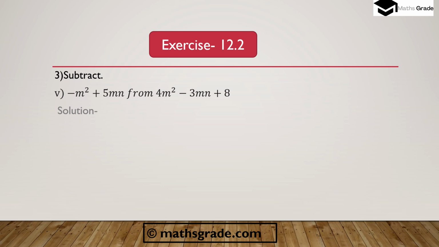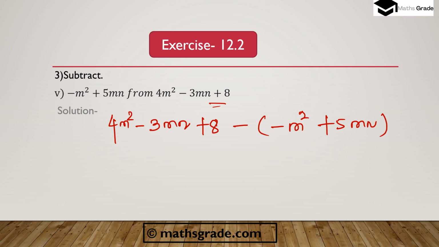Now question number 5. Subtract minus m square plus 5mn from 4m square minus 3mn plus 8. So 4m square minus 3mn plus 8 minus of minus m square plus 5mn. It is 4m square minus 3mn plus 8. Minus multiplied with minus is plus m square, and minus multiplied with plus is minus 5mn.